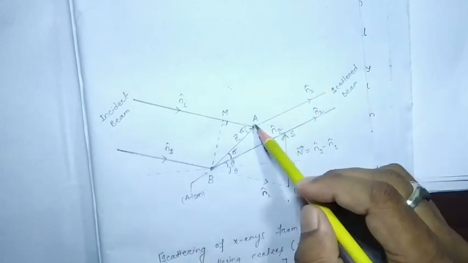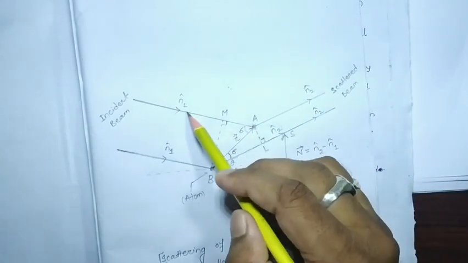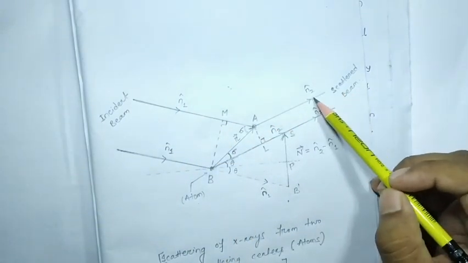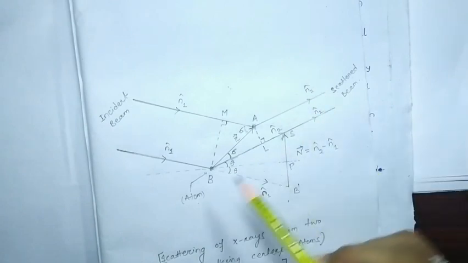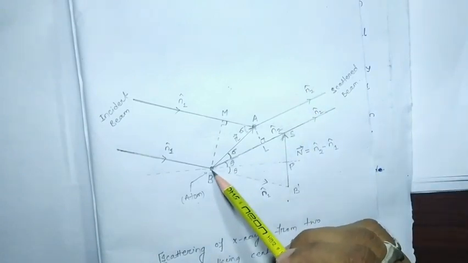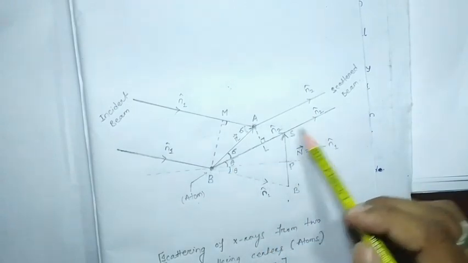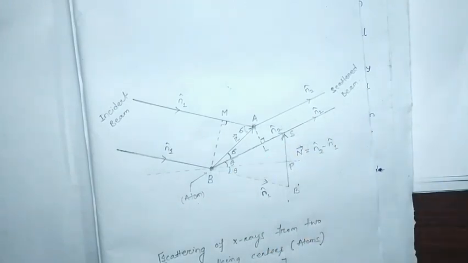So towards A, the ray is named as n1 cap. From A, the scattered beam is named as n2. Likewise, the B atom is also going to be considered. n1 will be incident, and here n2 cap is the scattered beam.